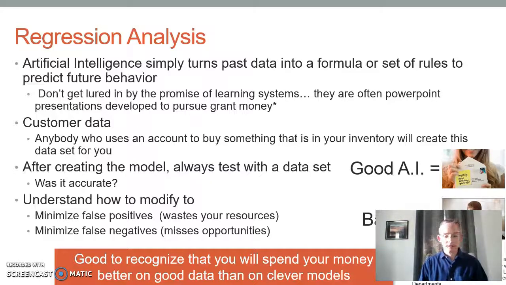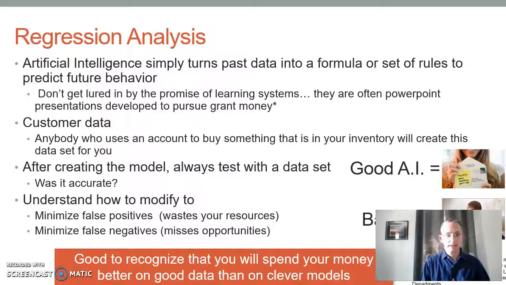And then you want to basically refine it as you go, understand how to modify it so you can minimize your false positives so you're not wasting a bunch of resources on things that aren't true, and minimize your false negatives so you don't have missed opportunities out there. Good to recognize that you're going to spend your money better on good data than on clever models, and that's where one of these things comes in.